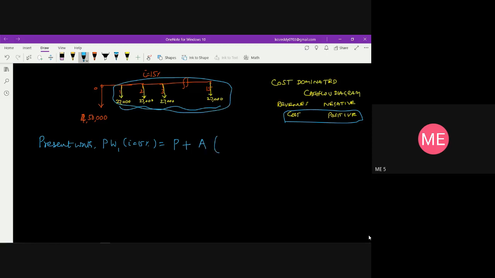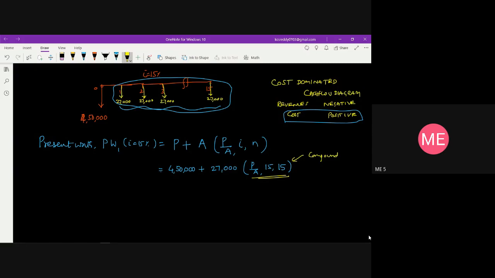So A into P by A, comma I, comma N. The formula is the same here, since I got a uniform series of payments. Now, substituting into this equation, it is rupees 4,50,000 plus the annuity, which is 27,000, times P by A, comma I, comma N, with I equal to 15% and N also 15 years. This is obtained from the compound interest tables.